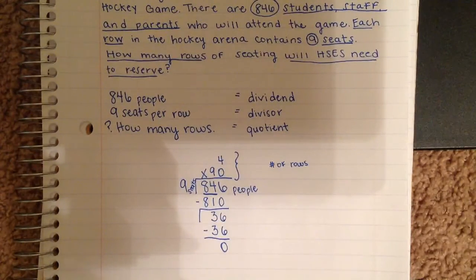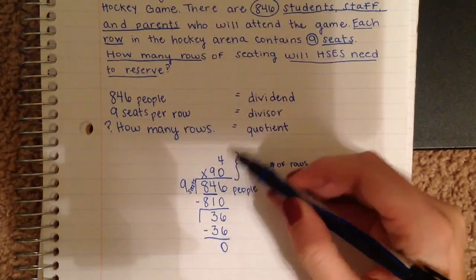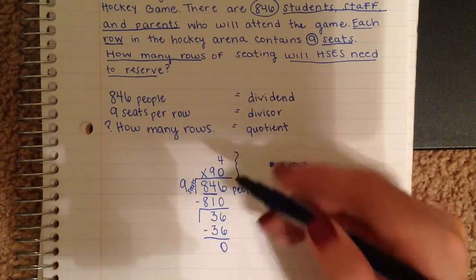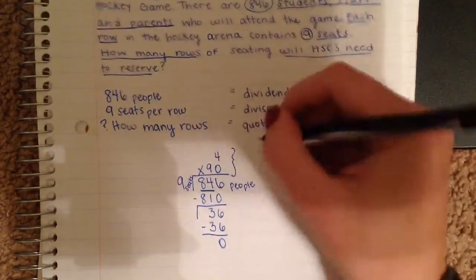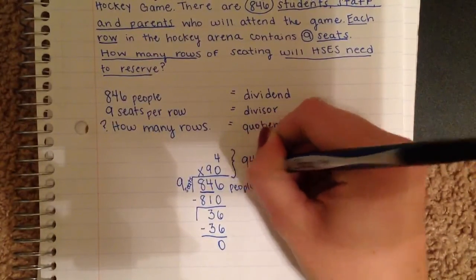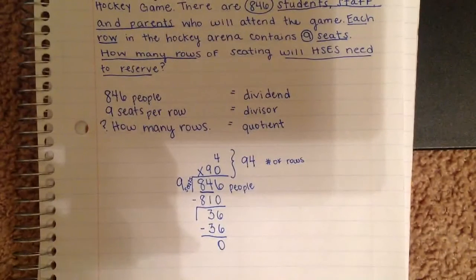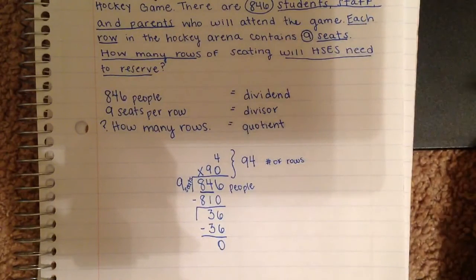Remember that when I have 0 pieces left to distribute, I have finished my steps and I need to come back up to the top and add my quotient. So 90 plus 4 is 94. So the answer to our word problem would be that HSES needs to reserve 94 rows of seats.